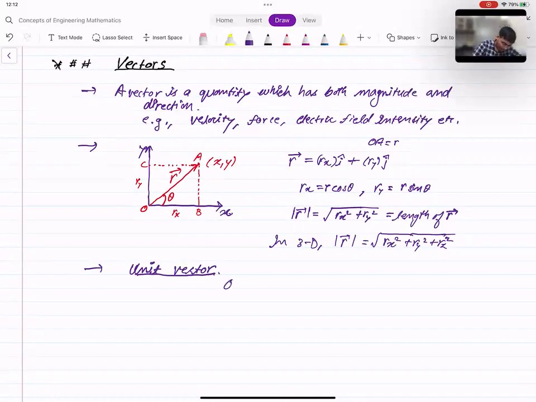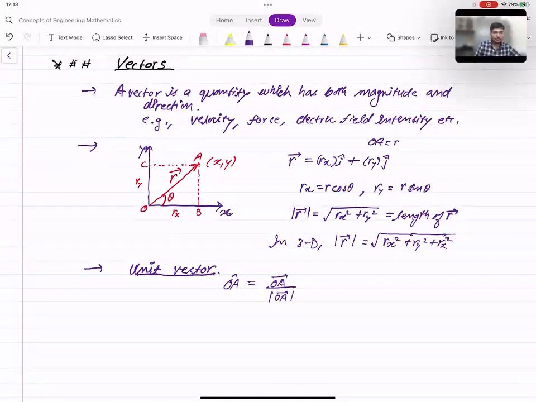Suppose we want to write the unit vector of OA. This is represented as OA cap, and this will be equal to vector OA divided by its magnitude. So this is the magnitude of vector OA. So this is the method to find the unit vector. And this unit vector represents the direction of OA. It will always have its magnitude as unity.